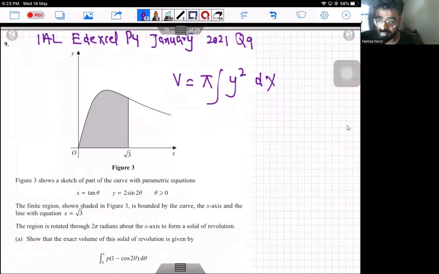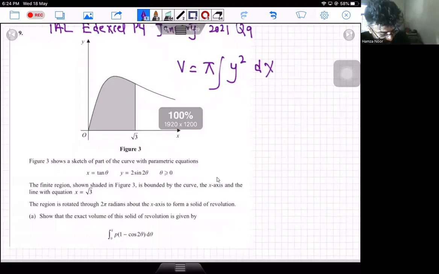Okay, this is the volume when the shaded area under the curve is rotated through 2 pi radians about the x-axis. So this is basically the formula: pi multiplied by the integration of y squared with respect to x. Okay, so what we are given over here are two parametric equations. One is x equals tan theta, the other one is y equals 2 multiplied by sine 2 theta. So obviously, first of all, we need something in place of dx so that we can convert it into the form of d theta.